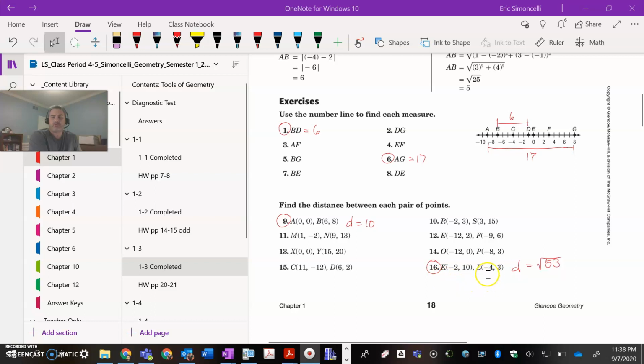Number 16, same premise. I went ahead and took -4 minus -2, or plus 2, which is -2. So you have -2 quantity squared, which is 4. 3 minus 10 ends up, of course, being -7. That squared being 49. So you have 49 plus 4, and that ends up being 53. 53 is not a perfect square, nor does it have factors, when you break down the factor tree, which are perfect squares. So 53 being a number you cannot break down any farther, the square root of 53 is the distance between these 2 points.